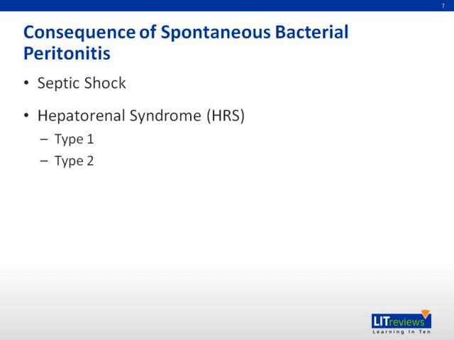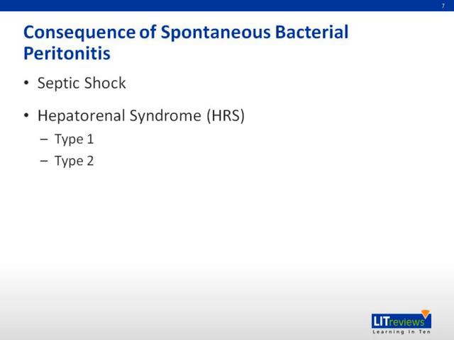Hepatorenal syndrome, or HRS, is a reversible functional renal impairment that occurs in patients with advanced liver cirrhosis or fulminant hepatitis who have portal hypertension and ascites. The hallmark of HRS is intense renal vasoconstriction with predominant peripheral arterial vasodilation.